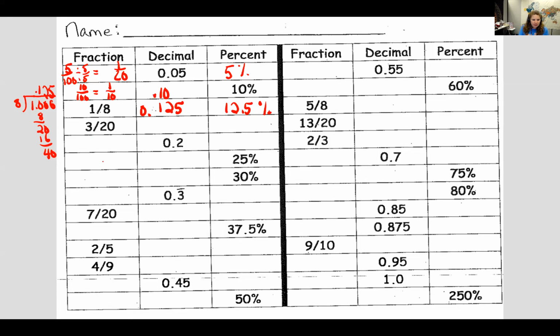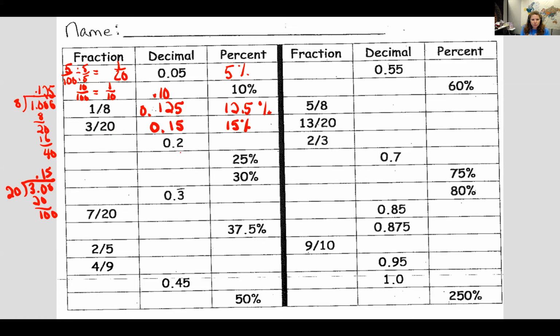All right, so then for the next one, we have 3 divided by 20. So I'm going to write 3 divided by 20. So 20 won't go into 3. So 20 will go into 30 once with 10 left over. And then 20 will go into 100 5 times. So 3/20ths is equal to 0.15. And 0.15 is 15%.